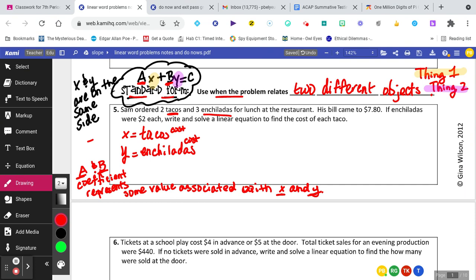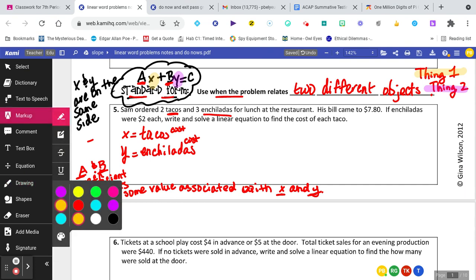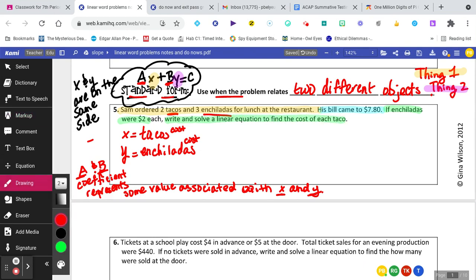All right, so we'll just go back and start over. Kind of got sidetracked. Sam ordered 2 tacos and 3 enchiladas for his lunch at the restaurant. His bill came to $7.80. So it says, if the enchiladas were $2 each, write and solve a linear equation to find the cost of each taco. So I'm going to go ahead, because I have thing one and thing two, the cost of the tacos and the cost of the enchiladas, and write my equation.